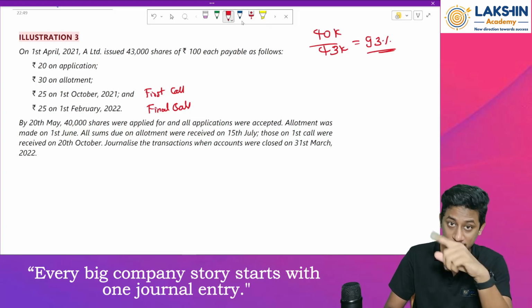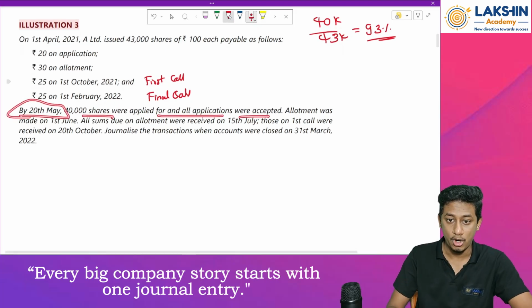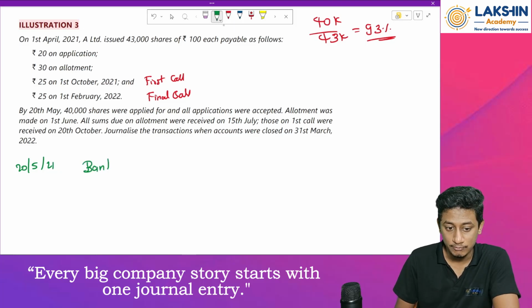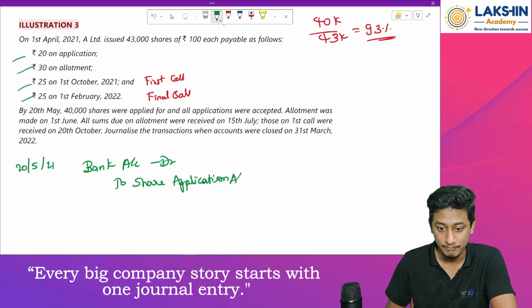So I would need to amend the entry again. To avoid this whole issue, I pass the bank entry, the receipt entry, first. First of all, when did I receive the application money? As per the question, on 20th May, 40,000 shares were applied for and accepted. So on 20th of May 2021, we have received the money. So bank account will be debited to share application account. I am creating a notional liability account to bifurcate all the different stages.